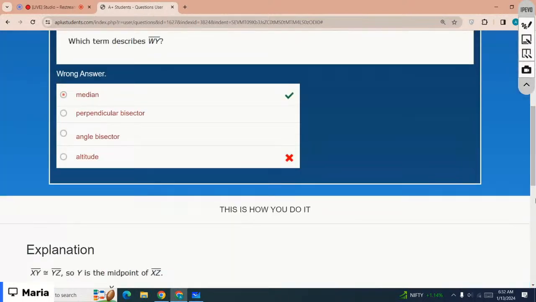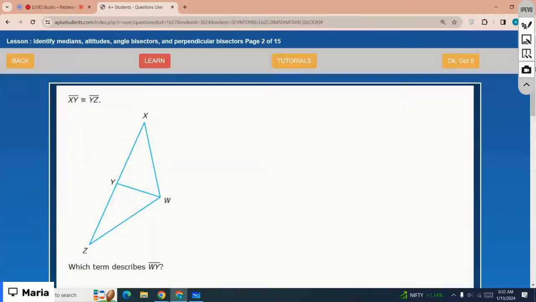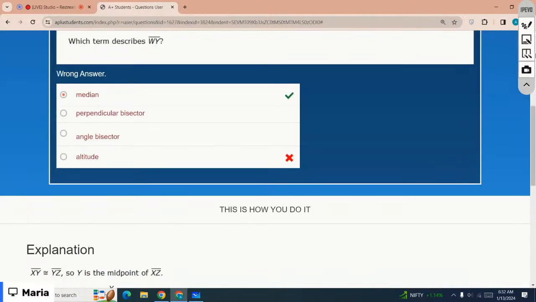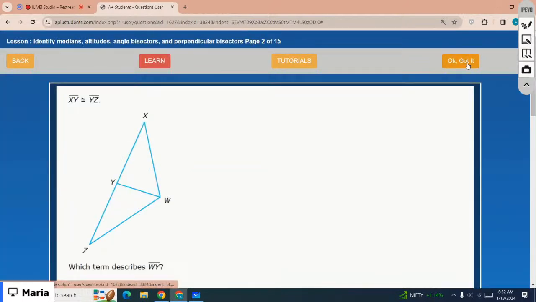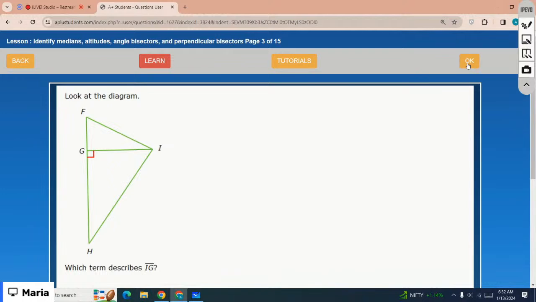Median? Oh, I see. Because yes, you are given XY and YZ are equidistant, right? That means Y is the point that divides XZ into two equal parts. So Y is the midpoint, so yes, that is the median. Sorry, that is the median because that divides the line into two equal parts. So that is the median. Got it?